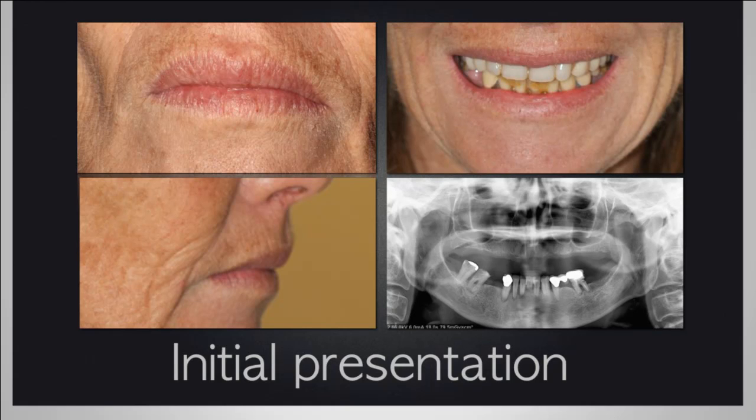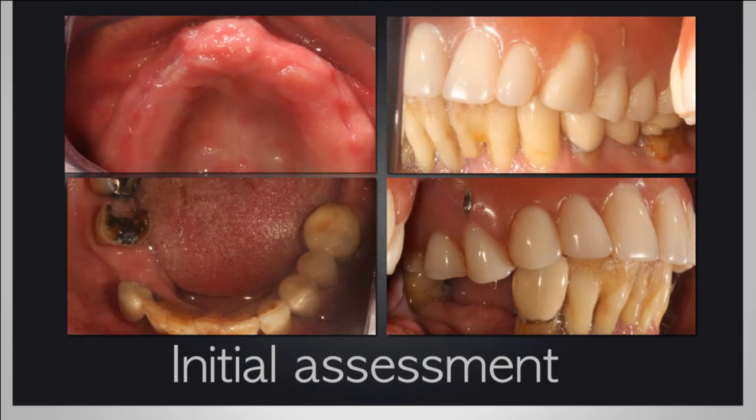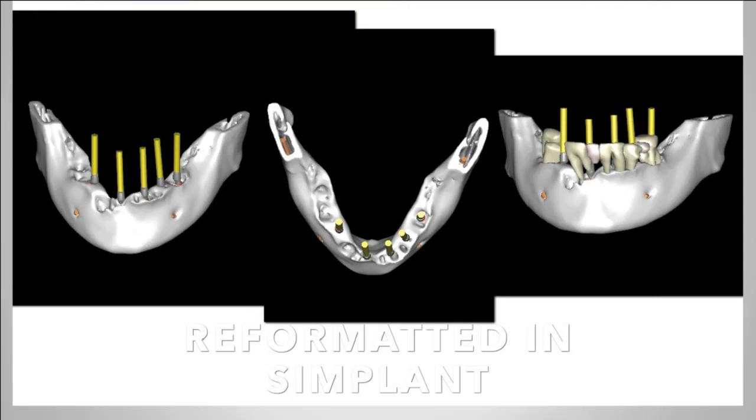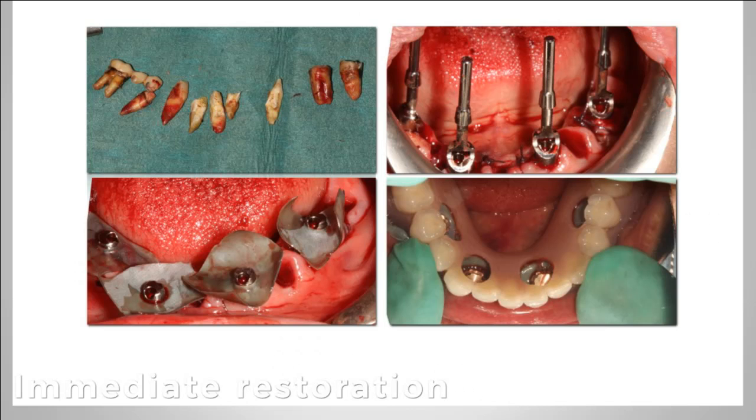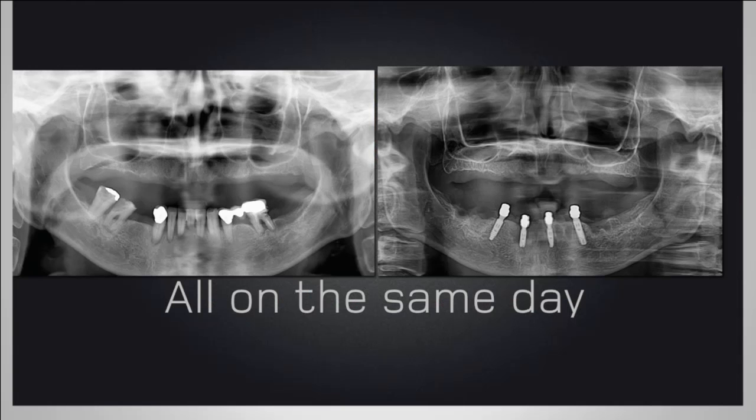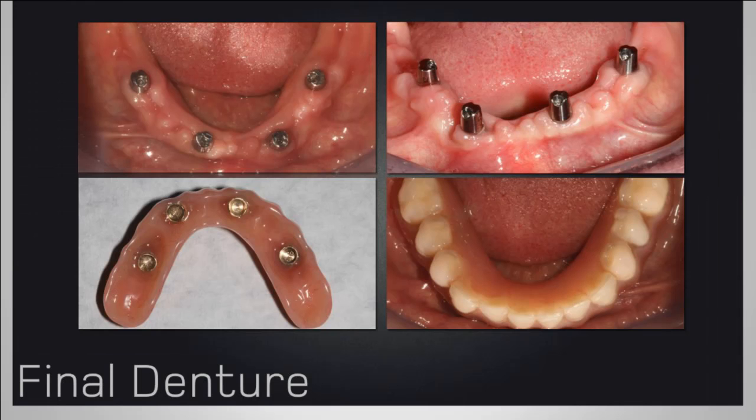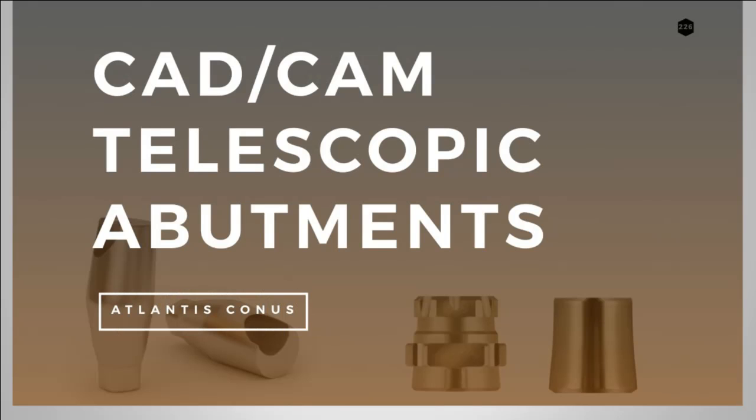This is a lady who started off with a failing lower dentition. We planned on removing the teeth, and on the day we removed the teeth and connected up abutments. We were able to line up these telescopic attachments and also restore her on the same day to give her this as a long-term provisional restoration.